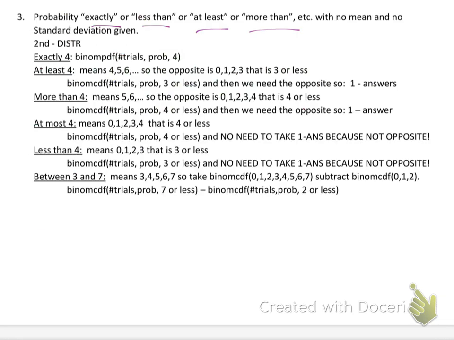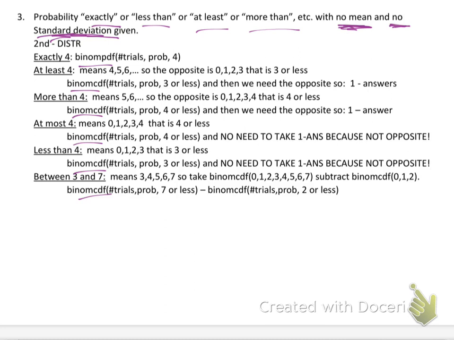And not only that, no mean is given and no standard deviation. So it's not the newest thing we've been doing. That's how you know it's not one of the normal CDFs or inverse norms, because it never says normally distributed. Notice it never says normally distributed, and there's no mean and no standard deviation. That's how you go, oh, it's one of the binomials. That's a binomial question. See how you can recognize that? There's no mean, no standard deviation, it never says normally distributed.